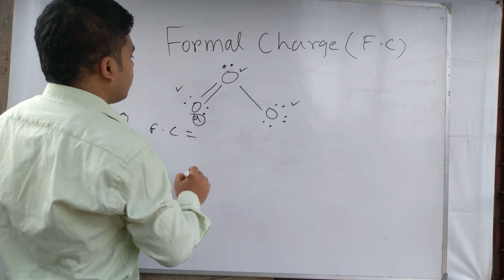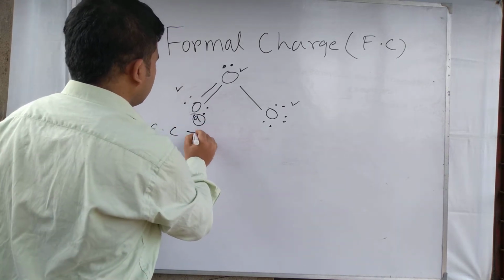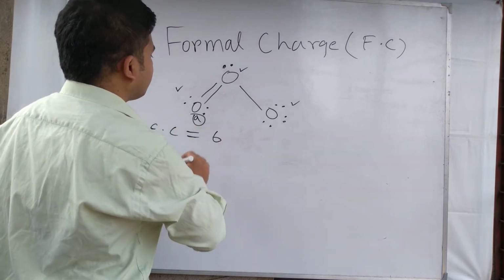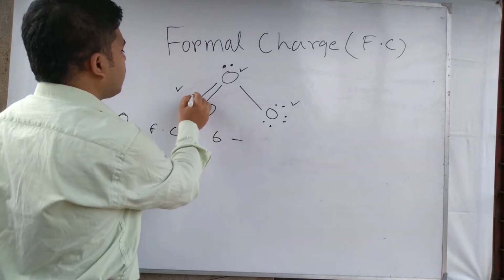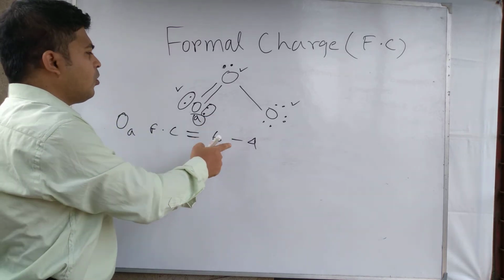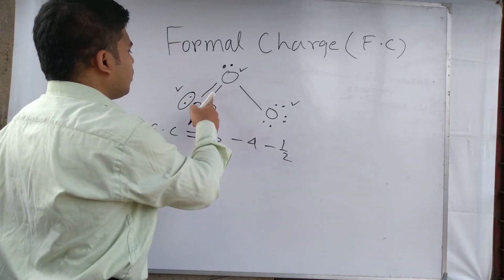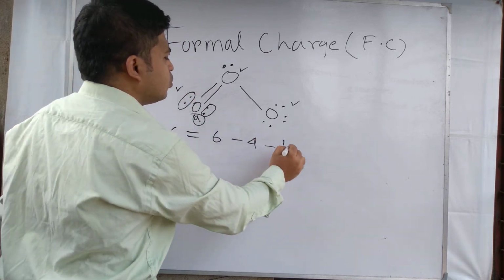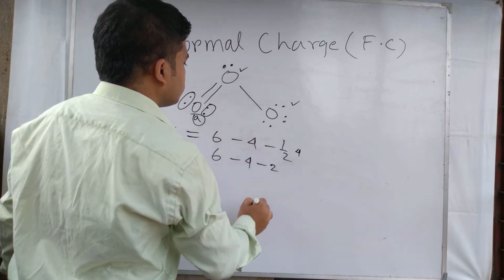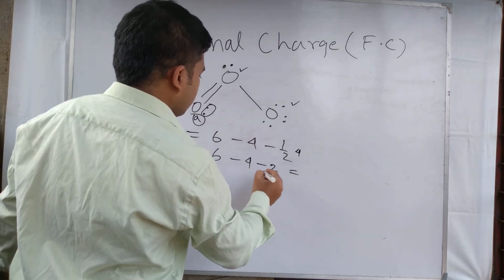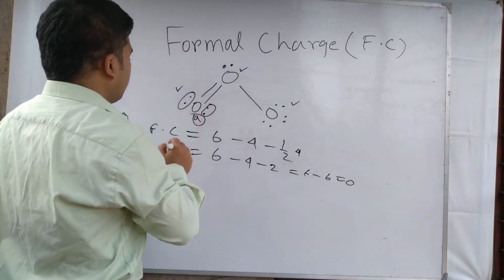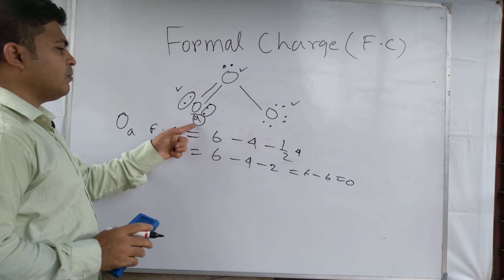Formal charge equals what? In this case the number of valence electrons in a free oxygen atom is 6, minus the number of non-bonded electrons, not electron pairs, which is 4, minus half of the bonded electrons, that is 2 plus 2, which is 4, so half is 2. So 6 minus 6, that is 0. So 0 is the formal charge for this oxygen atom A.